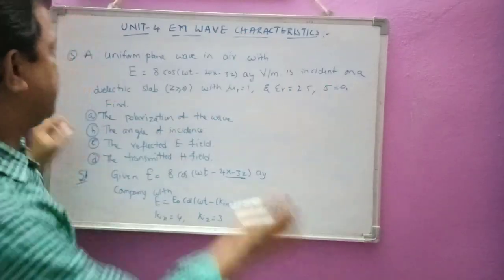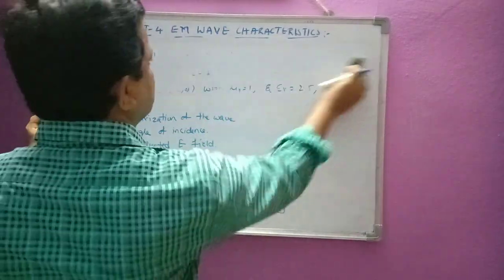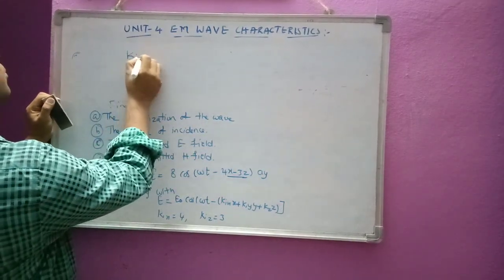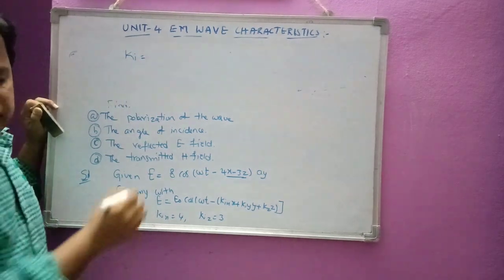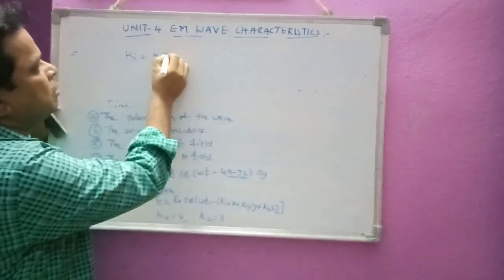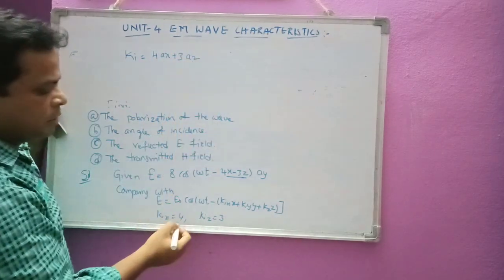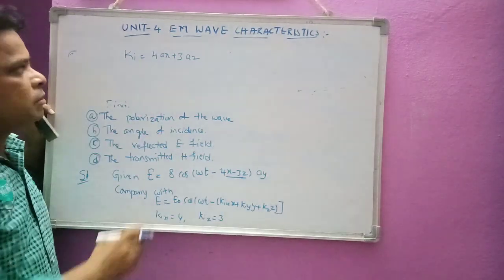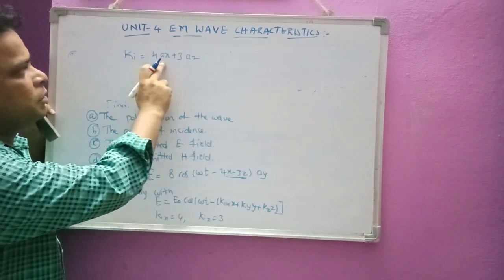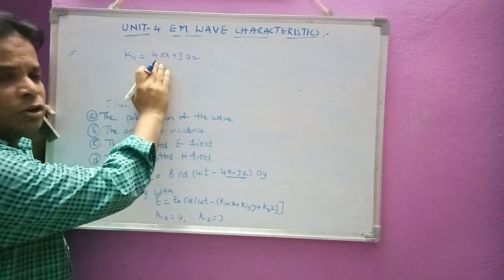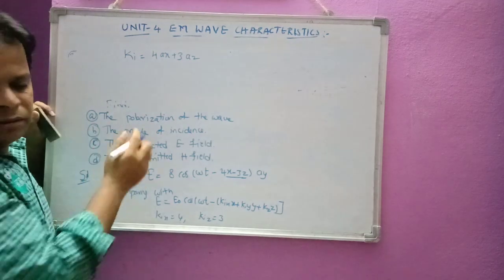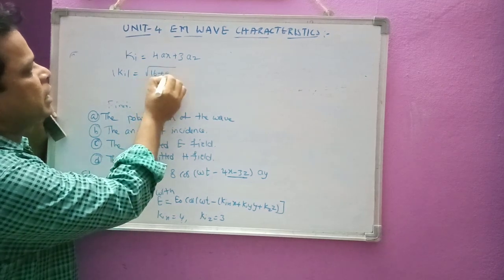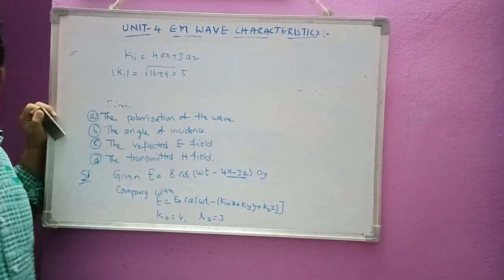Now I can write ki, that is the incident propagation vector, as 4ax plus 3az. The incident propagation vector is resolved into two components here, one is x component, another one is z component. Now here I can write the magnitude of ki, root of 16 plus 9, which will be equivalent to 5.